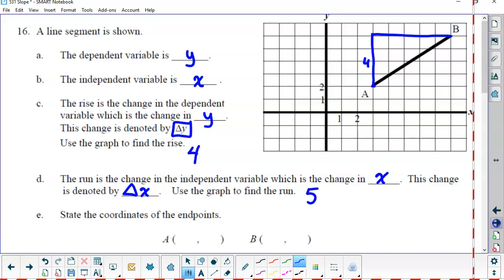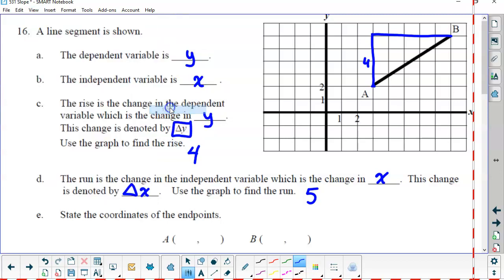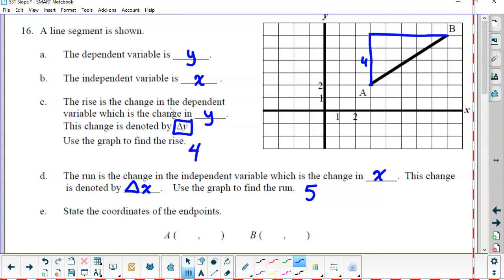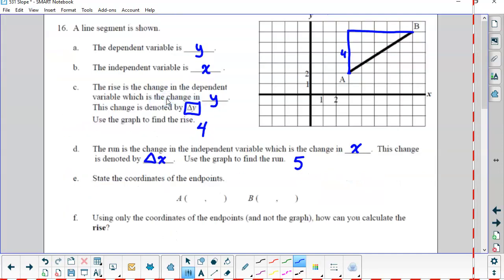Okay. So coordinates of the endpoint. So A is 3, 2. And B, 3, 4, 5, 6, 7, 8. 1, 2, 3, 4, 5, 6.